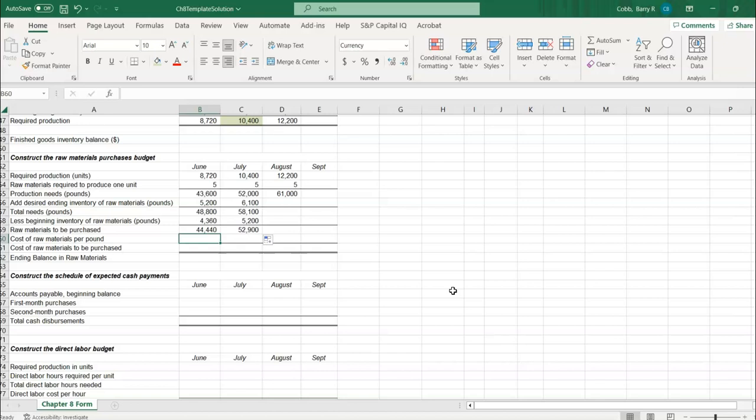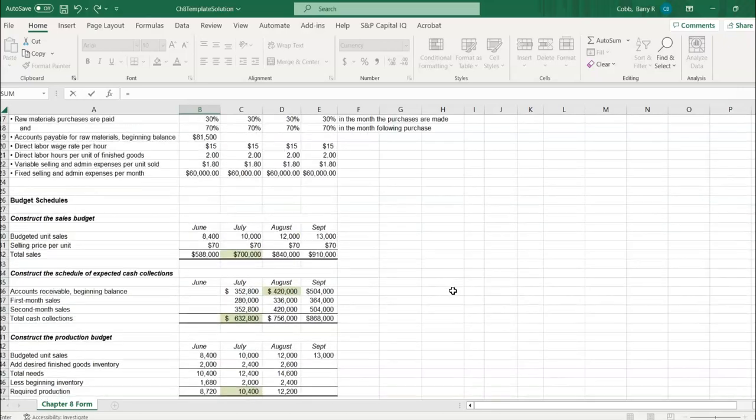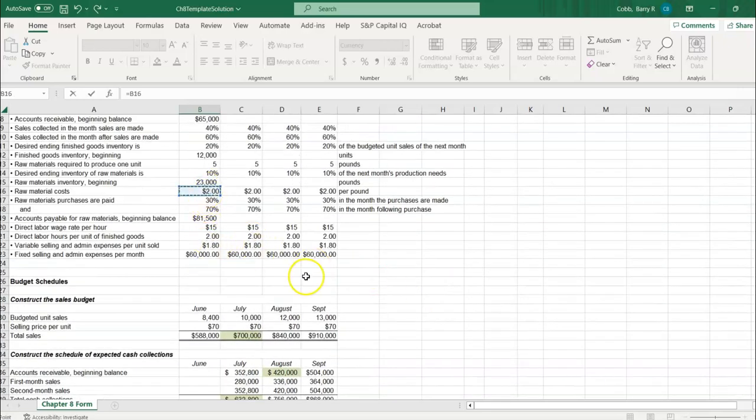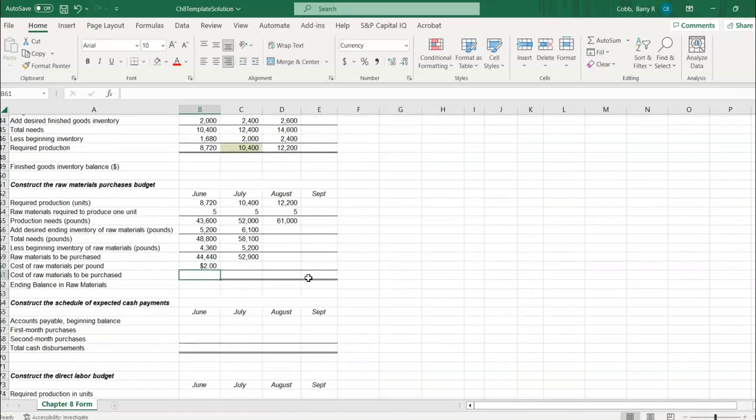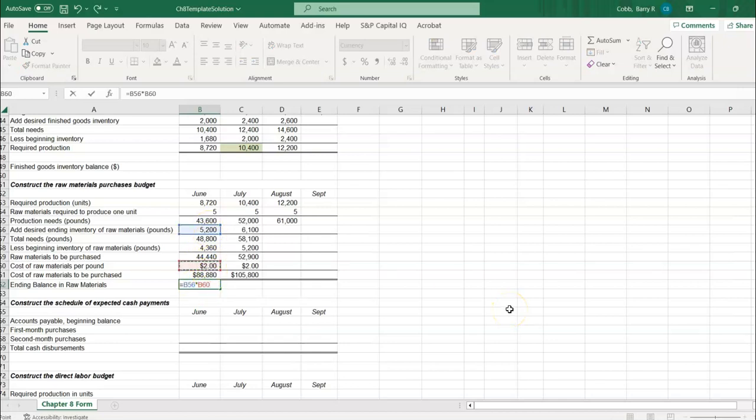Our cost of raw materials per pound is an assumption given at the top, $2, line 16. And so if we multiply our raw materials to be purchased times the cost per pound, we'll get the cost to be purchased. If we want to create our budgeted balance sheet later, we would need an ending balance for raw materials. And so if our ending balance is projected to be 5,200 in June, then we would expect that 5,200 times the cost, $2, would be the dollar amount that we'd record as the ending balance.